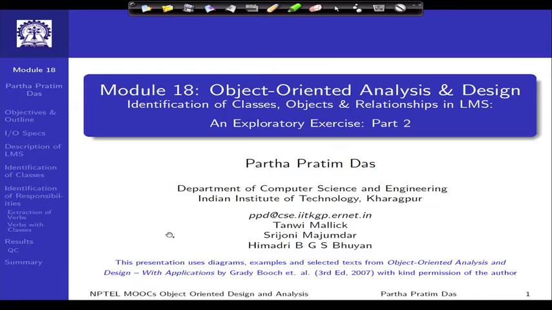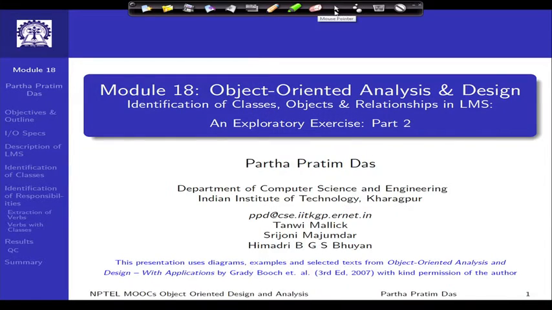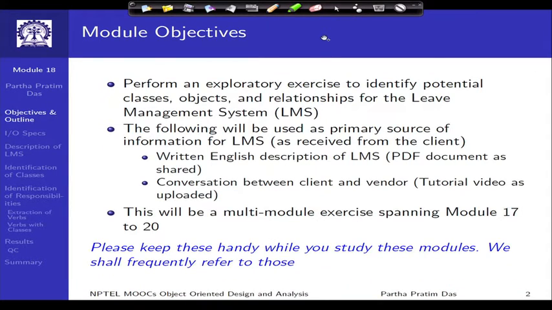Welcome to module 18 of object oriented analysis and design. Starting from the last module, we have taken up the task of doing an exploratory exercise to design our leave management system. So, we will continue on that task over this module as well.